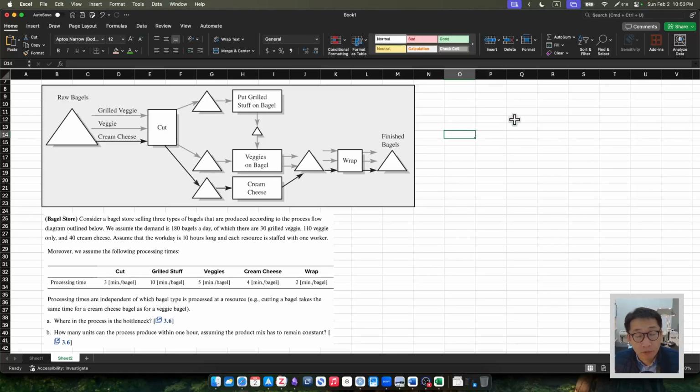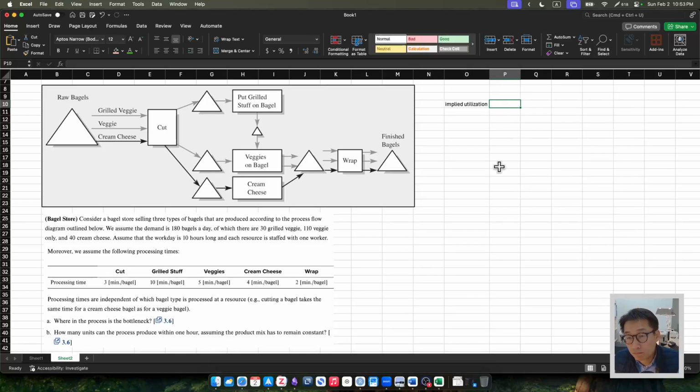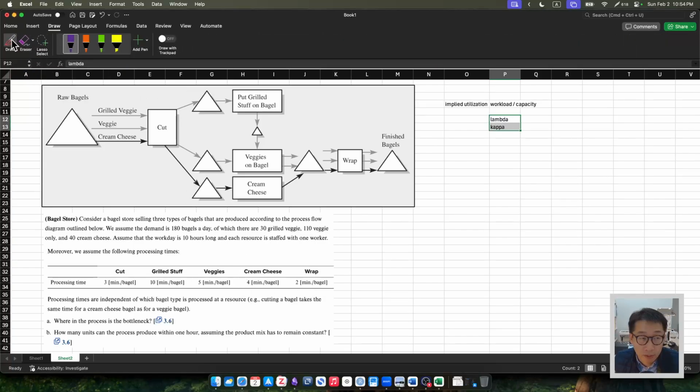There are many different ways of identifying a bottleneck, but the chapter 3 approach is basically using the implied utilization, which is the ratio between workload and capacity. To be more specific, the workload is our lambda and the capacity is our kappa. We're going to find it out for each of the resources, get the implied utilization on each, and identify which one is the bottleneck. Since it's not that complicated, I'm just going to use the drawing tool here.